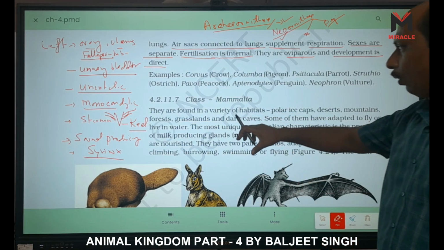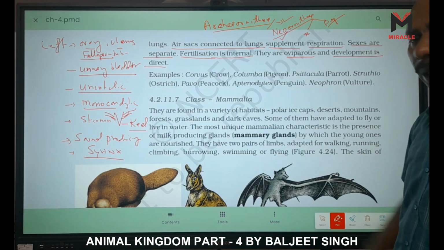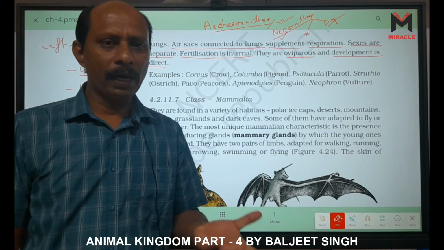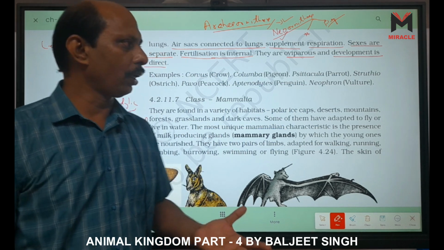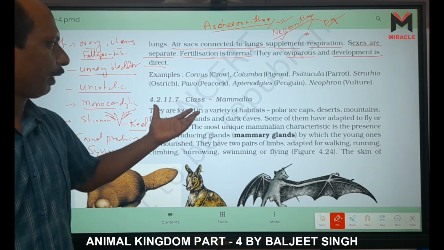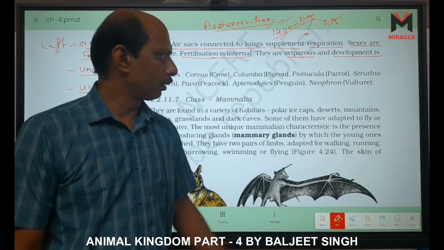Right? Now some examples are given here: Corvus, crow, Columba livia. Look here, Corvus splendens. Indian crow is called Corvus splendens, right? Subspecies is also there, Corvus splendens. Columba livia means pigeon. Second, Psittacula, parrot.